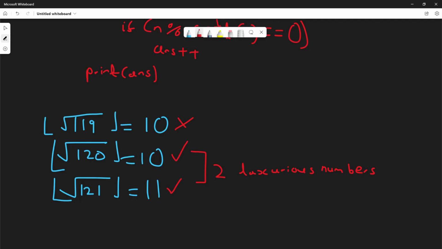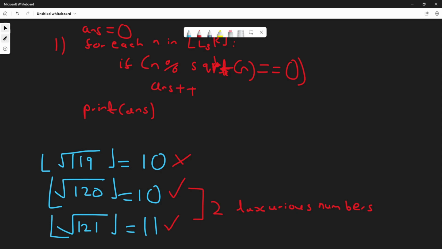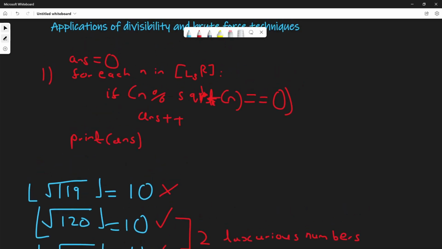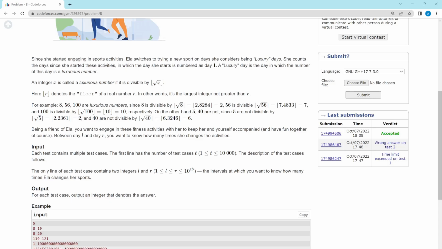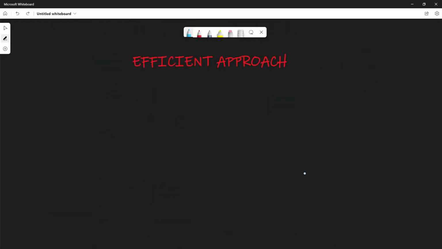Now let's come up with key observations for finding the luxurious numbers efficiently, because this is an O of n algorithm which will time out when L and R are up to 10 power of 18. So let's try to develop an efficient idea. The efficient approach relies primarily on the definition of a luxurious number, which is that the floor of the square root of the luxurious number should be a divisor of the luxurious number. This symbol is the symbol for a divides b.